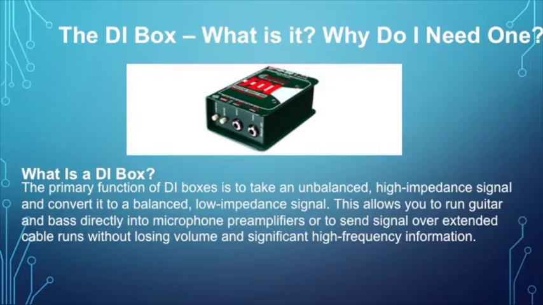So what's a DI box and why do I need one? Passing one around there, you can see. So the primary function of DI boxes is to take an unbalanced high impedance signal and convert it to a balanced low impedance signal. This allows you to run guitar and bass directly into microphone preamps, or in this case, the preamps of a soundboard, or to send signal over extended cable runs without losing volume and significant high frequency information.